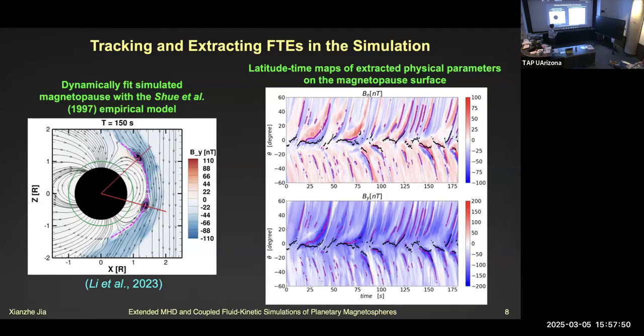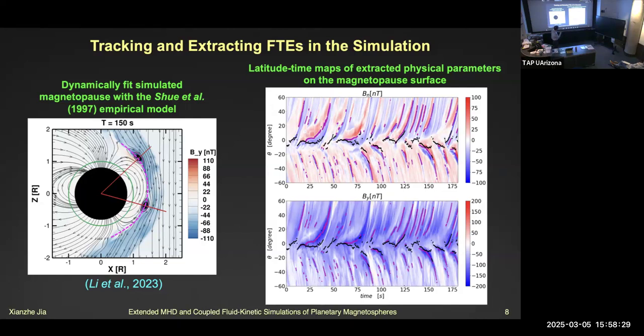So basically, you make a model for the magnetopause and you start extracting all the relevant parameters along the magnetopause boundary and watch how they evolve in time and in latitude. And these colors here on the top panel show the normal component of the magnetic field, normal to the magnetopause boundary. So if an island shows up, you would expect the structure comes with a pair of positive and negative BN. Okay, so that is what you can see here.